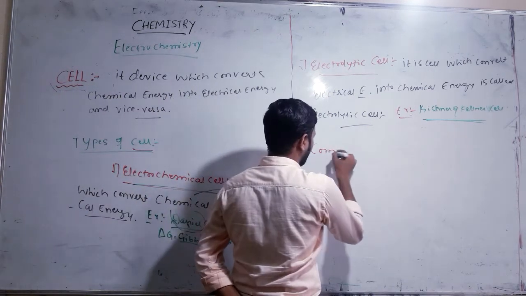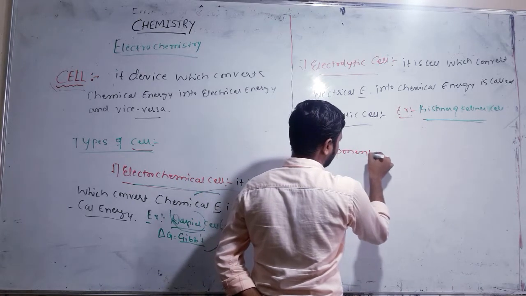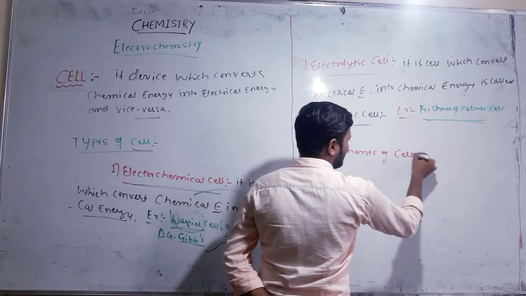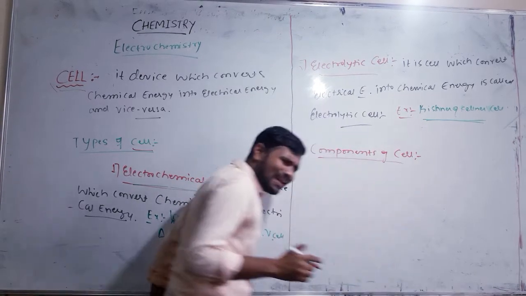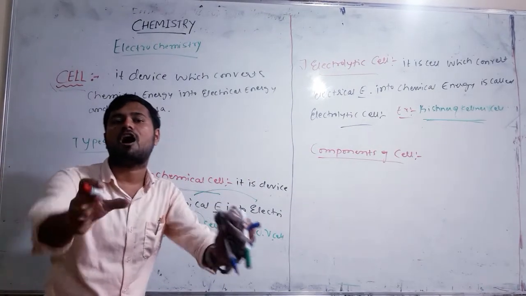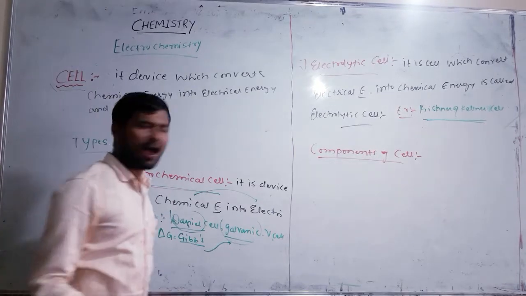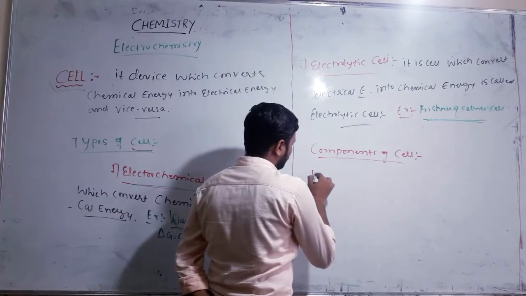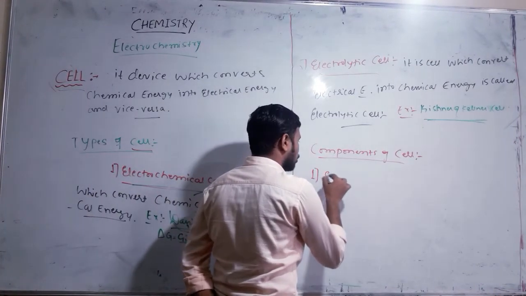Now, components of cell. Components means what? What all is inside a cell? Cell is made up of what? Nothing but it's made up of, first one, an electrode.